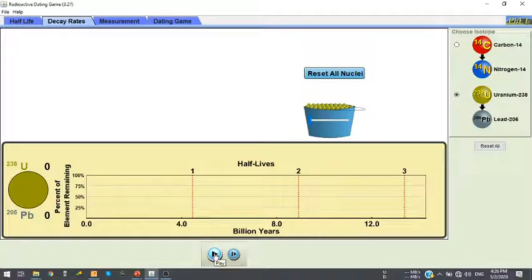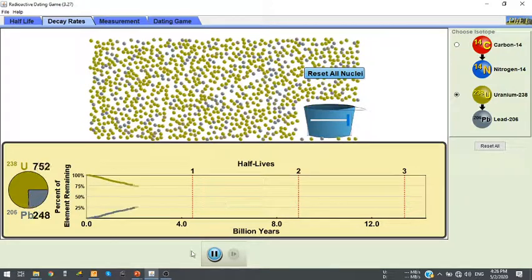Here you see that the number of uranium atoms is decreasing, and in about 4.5 or 5 billion years the amount of uranium becomes half. That means uranium has about 4.5 billion years of half-life.